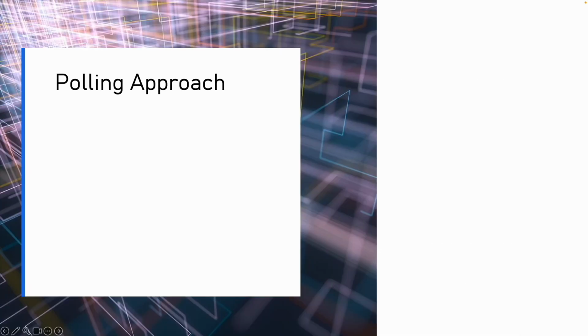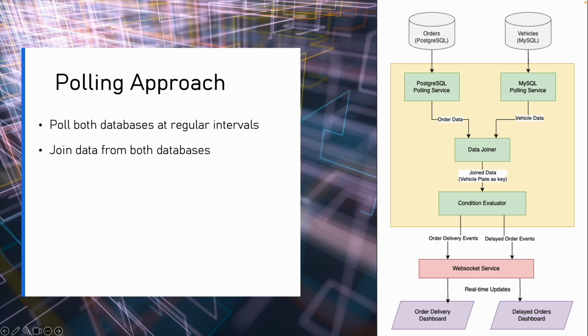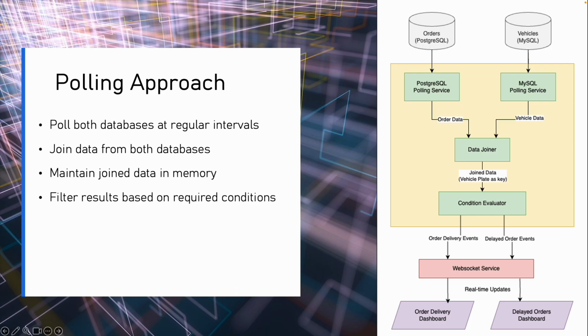One approach could be to simply poll both databases at regular intervals. The architecture could look something like this, where we poll both databases using dedicated polling services and maintain a view on the joined data in memory or in a local cache. Next, we filter these results based on the required conditions and then send the notifications to the dashboards when the result set changes.